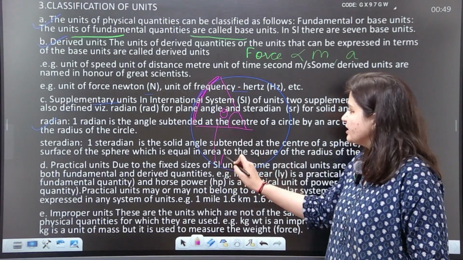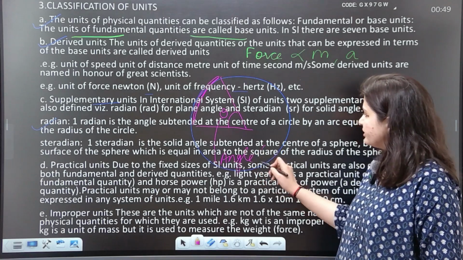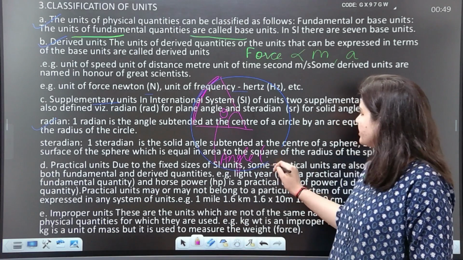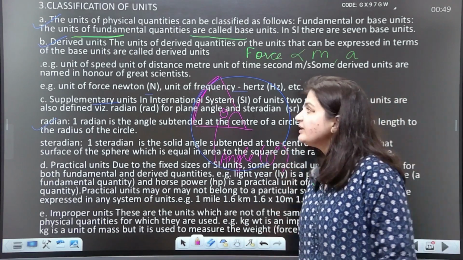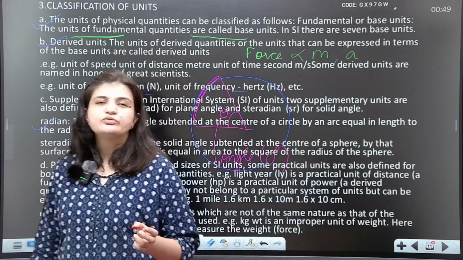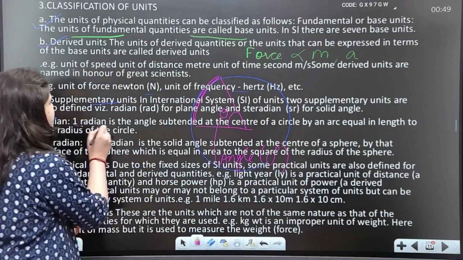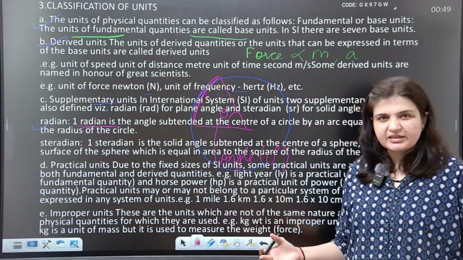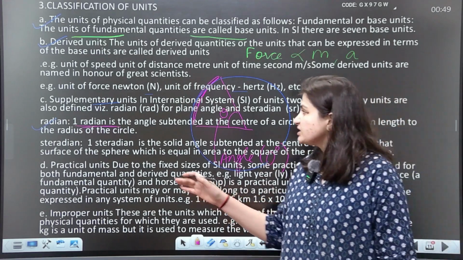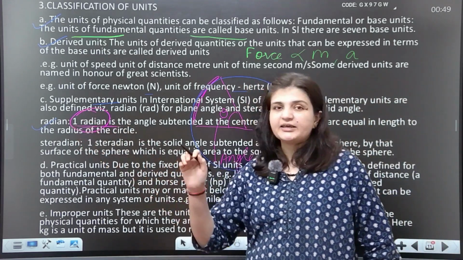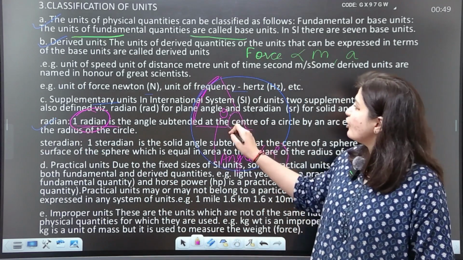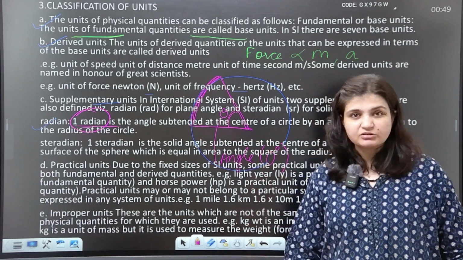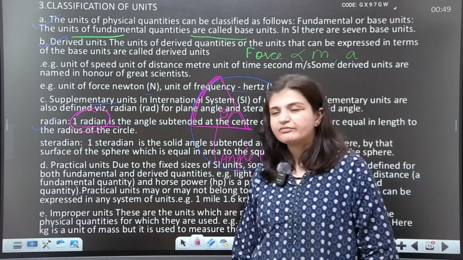Angle is measured in degree, as we already know, but in physics we have the other unit, that is radian. So radian measures the angle subtended at the arc of this circle. What is the angle subtended at the arc of this circle?